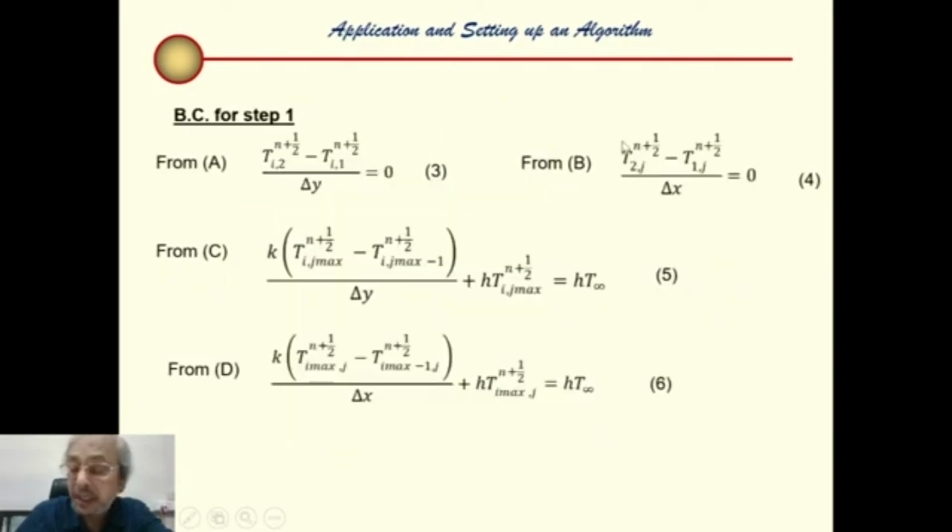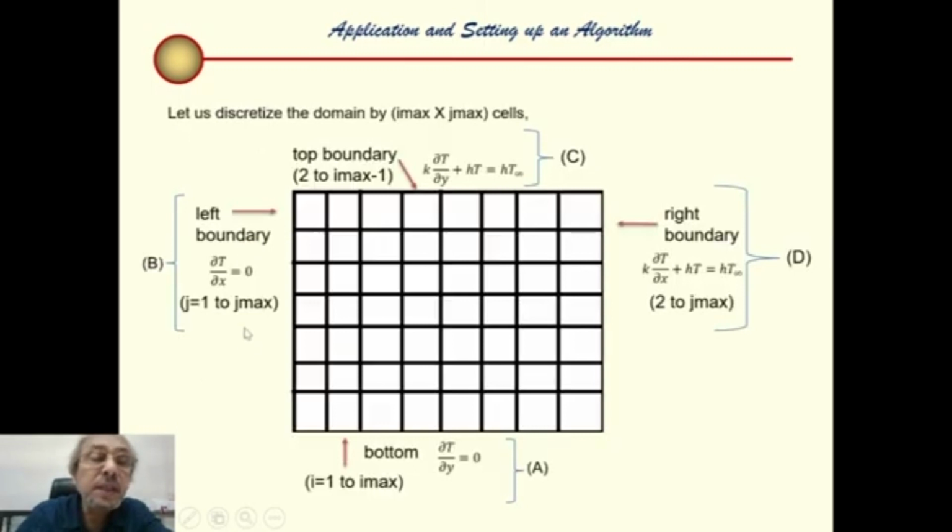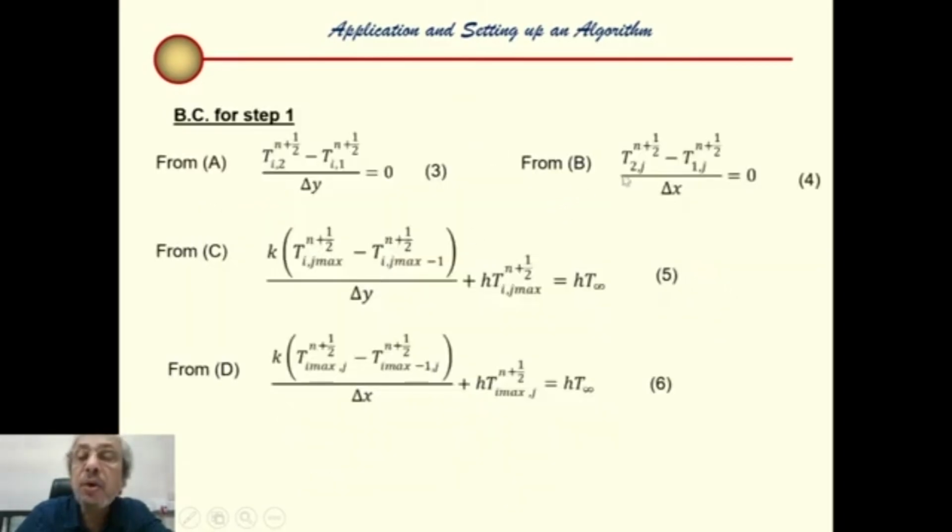Then from B, this one, this is del T del X equal to 0. In the X direction it is symmetry at this line. So T2j minus T1j by delta X, del T del X, this is at n plus half, equal to 0. This is equation 4.